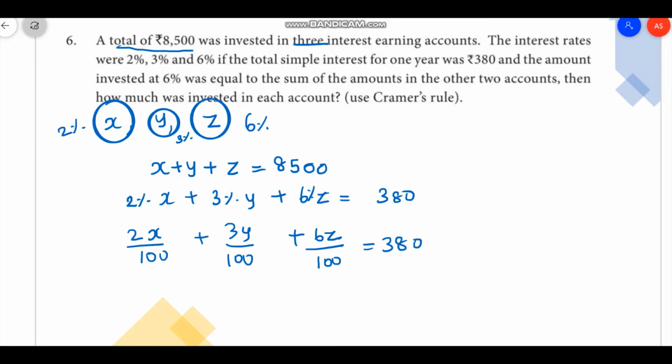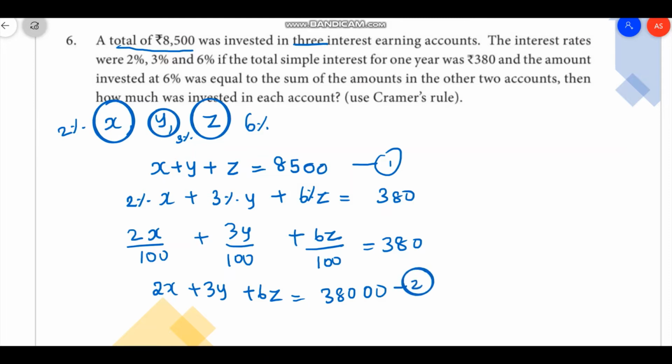Let me multiply throughout by 100. So 2x plus 3y plus 6z is equal to 38,000. So the first one was the first equation, and this one is the second equation.